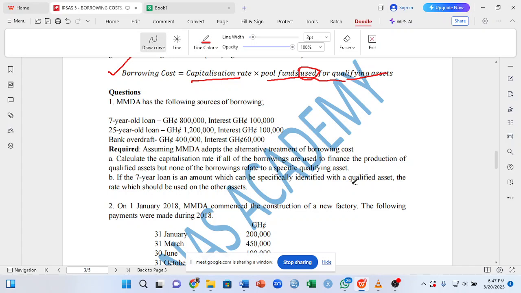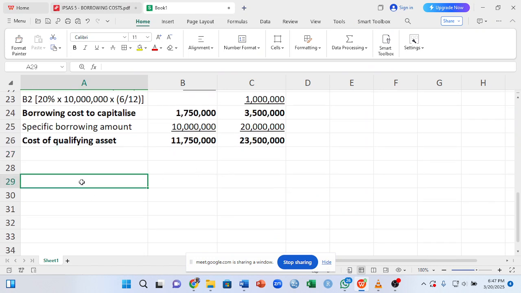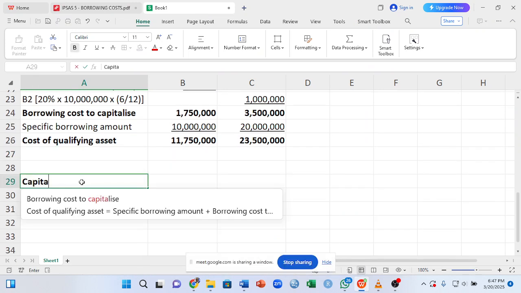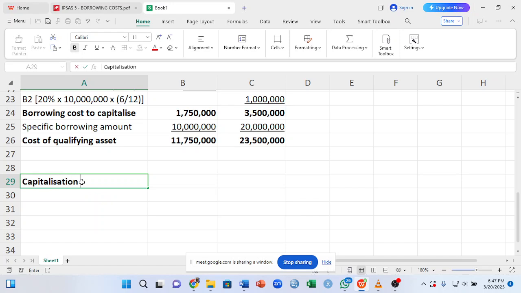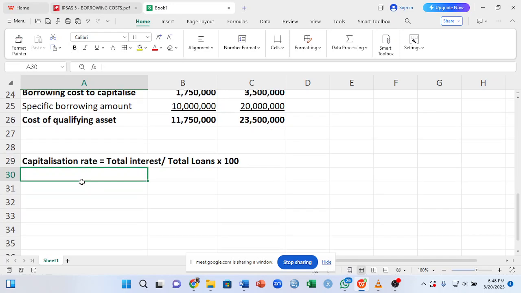Okay, thank you very much. So they want us to only calculate the capitalization rate. The intent of this question is to help you know the calculation of capitalization rate. So let's dive into the solution. First, you have to know the formula for capitalization rate. The formula is total interest divided by total loans, then you multiply your answer by 100.